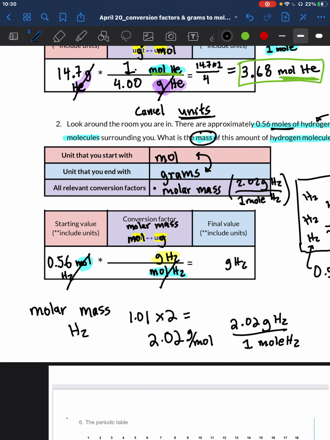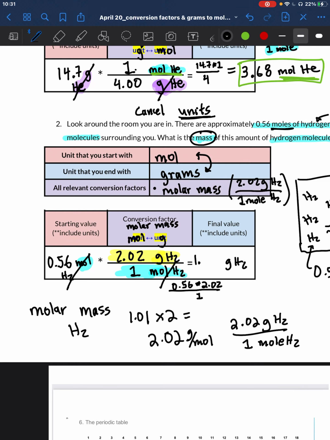So let's go ahead and do that. I see I have this conversion factor here, 2.02 grams for every 1 mole. I double check that these units make sense, and it does indeed make sense that there's 2.02 grams for every 1 mole. And so now, again, I have a simple math problem. It's going to be 0.56 times 2.02 over 1. I'll put this into my calculator: 0.56 times 2.02.